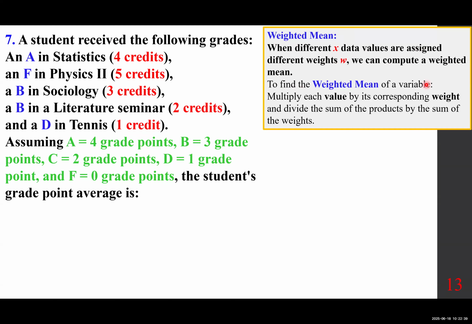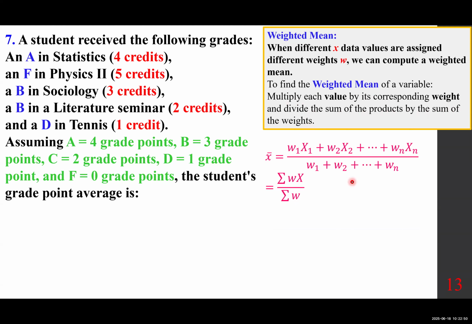To find the weighted mean of a variable, multiply each value by its corresponding weight and divide the sum of the products by the sum of the weights. In other words, this is the formula. The reason is very simple. Just imagine you have only 2 courses. One of them is A, one of them is B. That's all. So A is 4, B is 3. So the average is 3.5.